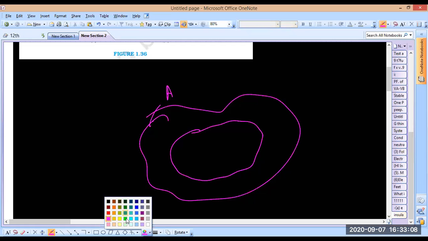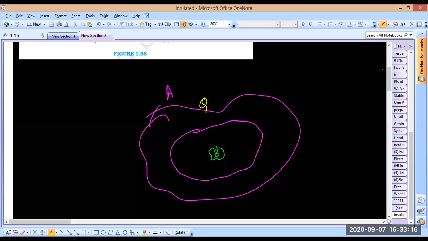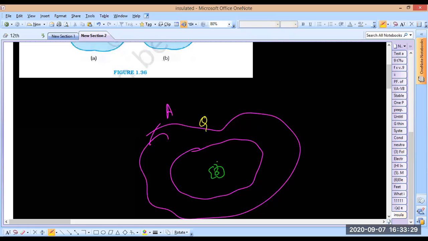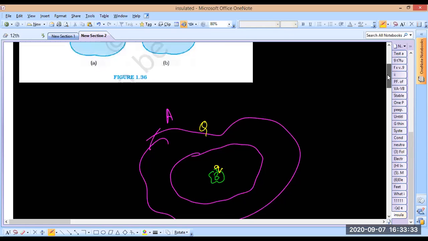Now inside that cavity there is another small conductor B. A has a charge Q, right? That is given. A has a charge Q and B has a charge small q. So how much charge does B have? Small q. Okay, question is clear?